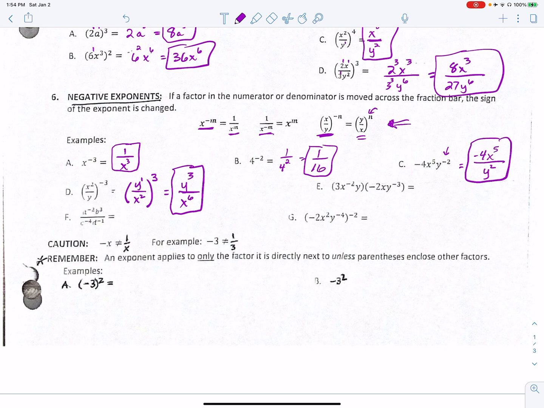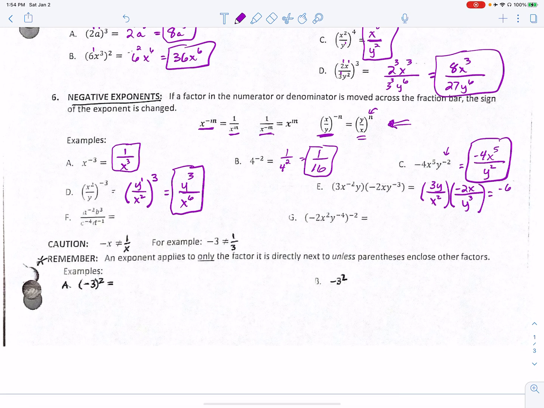Now on this next one, I would start by rewriting each quantity with positive exponents. So the 3y stays in the numerator and the x squared is in the denominator. And then the negative 2x can stay in the numerator and the y to the negative 3 can go to the denominator. And so as I'm multiplying those, I get a negative 6xy in the numerator over x squared y cubed.